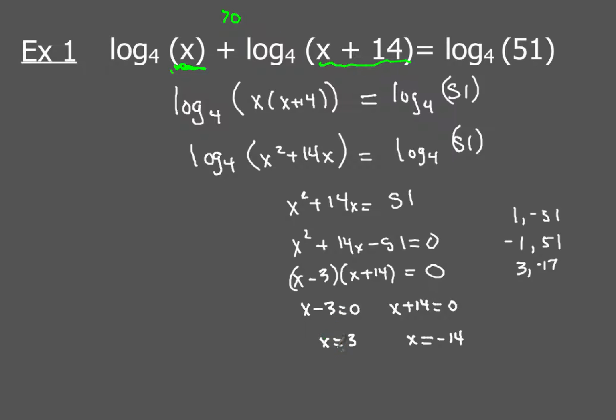Now, of course, if I plug in 3, 3 is definitely greater than 0, no matter which one of those I plug that in. However, when I plug in negative 14, that is not greater than 0, and the first part, log base 4 of negative 14, is not a possibility, so that does not work. x equals negative 14 does not work. That's one of our extraneous solutions. So thanks for playing, but no dice for you, negative 14. So the only solution for this is x equals 3.